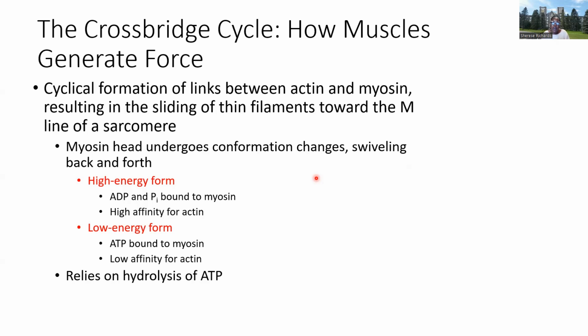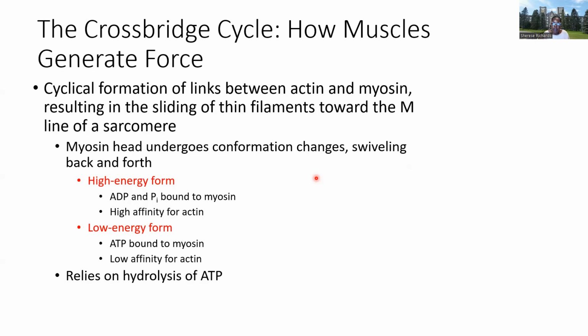Alternatively, it's going to be in the low energy form when it has dragged the actin. So after it has dragged the actin towards the M line, it's going to now be in the low energy form. Now it has ATP bound to it. Now it has a low affinity for actin. And here it's not going to be attracted to actin. It's going to want to break that attraction. It's going to have a low affinity for actin, and it's going to want to release the actin in order to break that cross bridge.